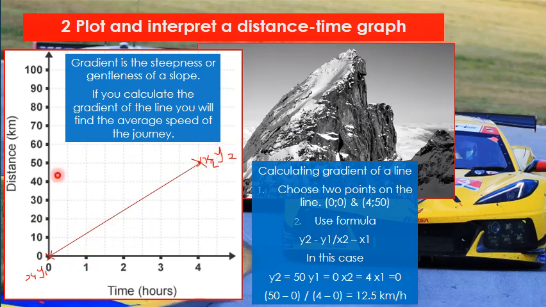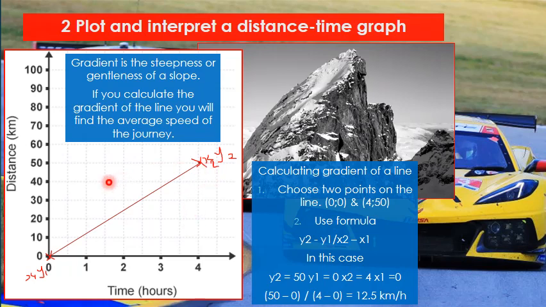So this is a distance time graph. This is distance, this is time. So let's look at gradient. What is gradient? Gradient is the steepness or gentleness of a slope. So this hill or this mountain has a very steep slope, right? If the mountain was more flat, the slope would be less steep, right? So a line like this would be more steep than this one. If you can calculate the gradient of the line, you find the average speed of the journey. So the gradient of a distance time graph gives you the speed of the journey, the average speed.